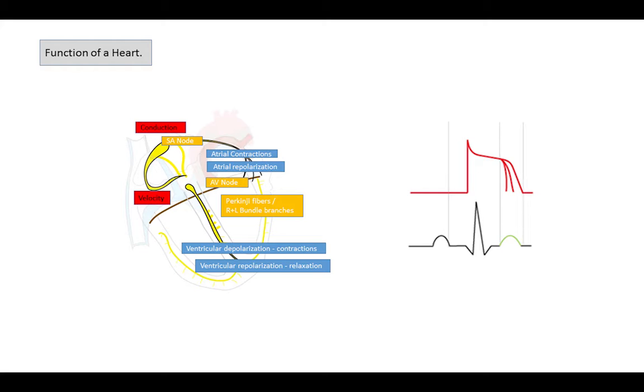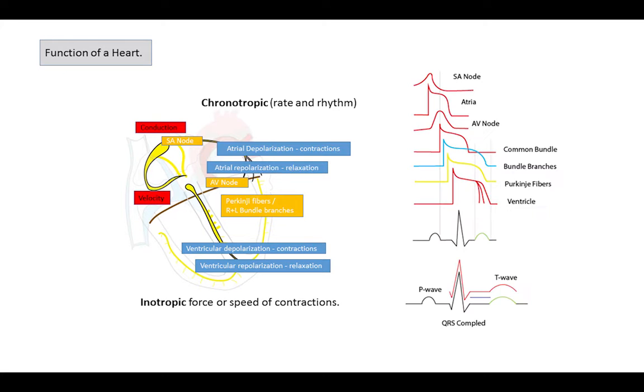We will then look at the electrical signals and how they are translated into mechanical force within the ventricles, and how they contract and relax, depolarize and repolarize. To the right is a sum of all the normal electrical signals of the heart and how they form the PQRS complex on the EKG.